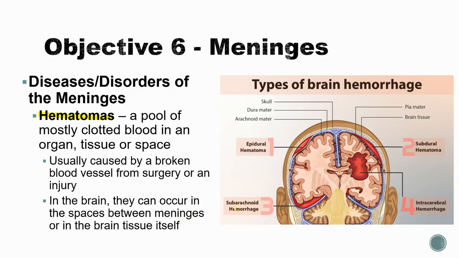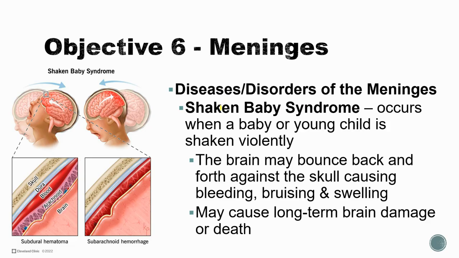brain tissue themselves. Then we could also have shaken baby syndrome, which this one's pretty sad because it involves a young infant, but when they're shaken too hard, what can happen is it can cause the brain to move around within the skull, causing bleeding, bruising, swelling. It could lead to lifelong brain damage, or it could also lead to death, depending on the severity.